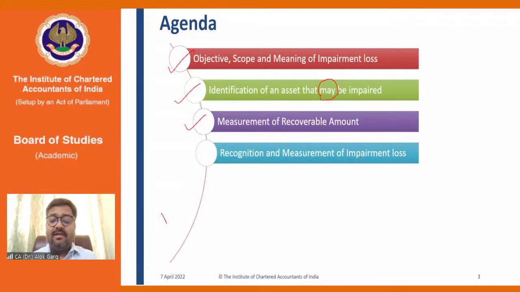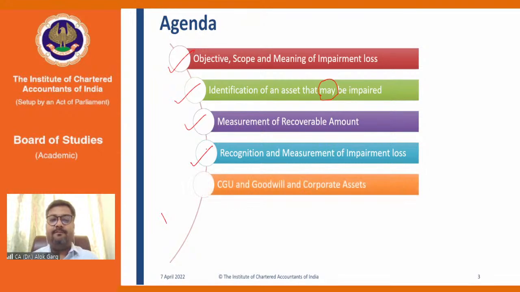Then we will discuss how to recognize and measure impairment loss. How to recognize an impairment loss, how to measure an impairment loss. Okay. Whether impairment loss has to be recognized in P&L, whether impairment loss has to be recognized somewhere else, and how to measure an impairment loss. We'll talk about this aspect as well. Then we will talk about the cash generating unit.